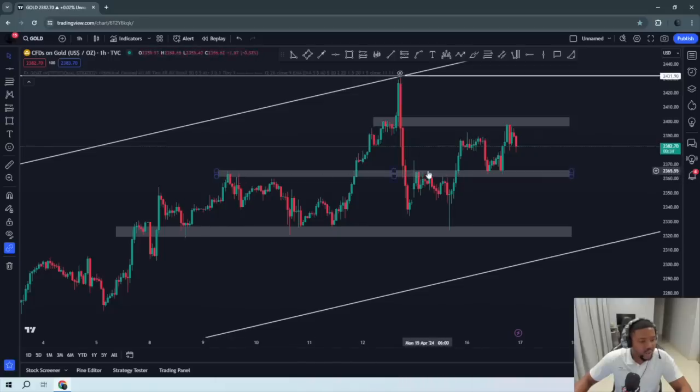And again, the market was struggling to break our resistance over here. But once we're able to break, it came back and became a support. So we know this is a very strong support and this is a very strong resistance.